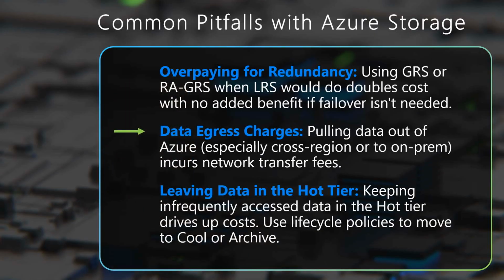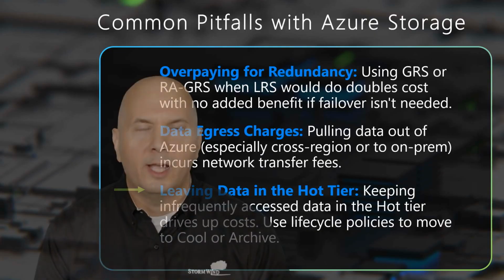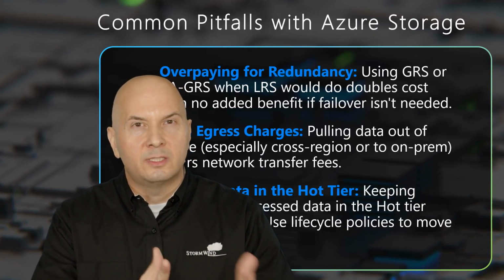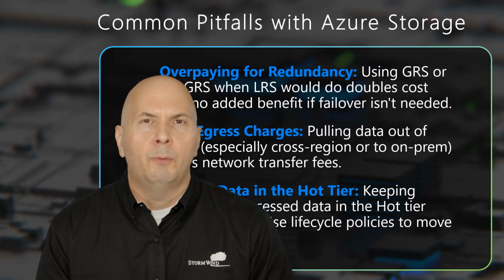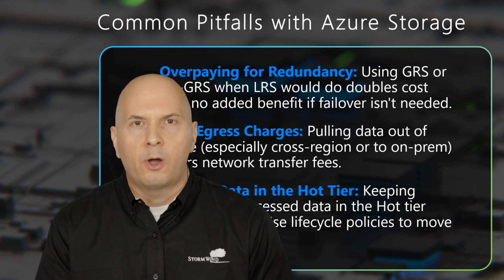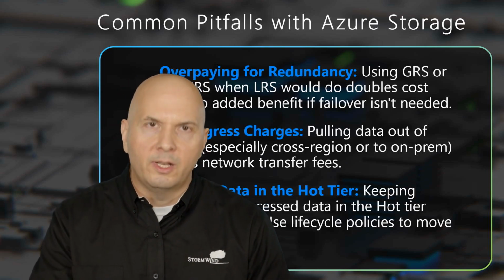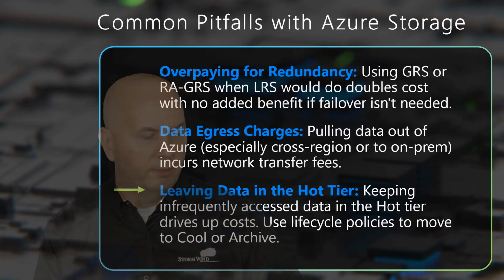All right, and then leaving data in the hot tier is another one. Again, those tiers go from hot to cool to archive, and there are lifecycle policies that we can set up that do those moves for us. So if you're uploading data that needs to be archived for 7 years, don't leave it in the hot tier. Go ahead and put it in maybe the archive tier.